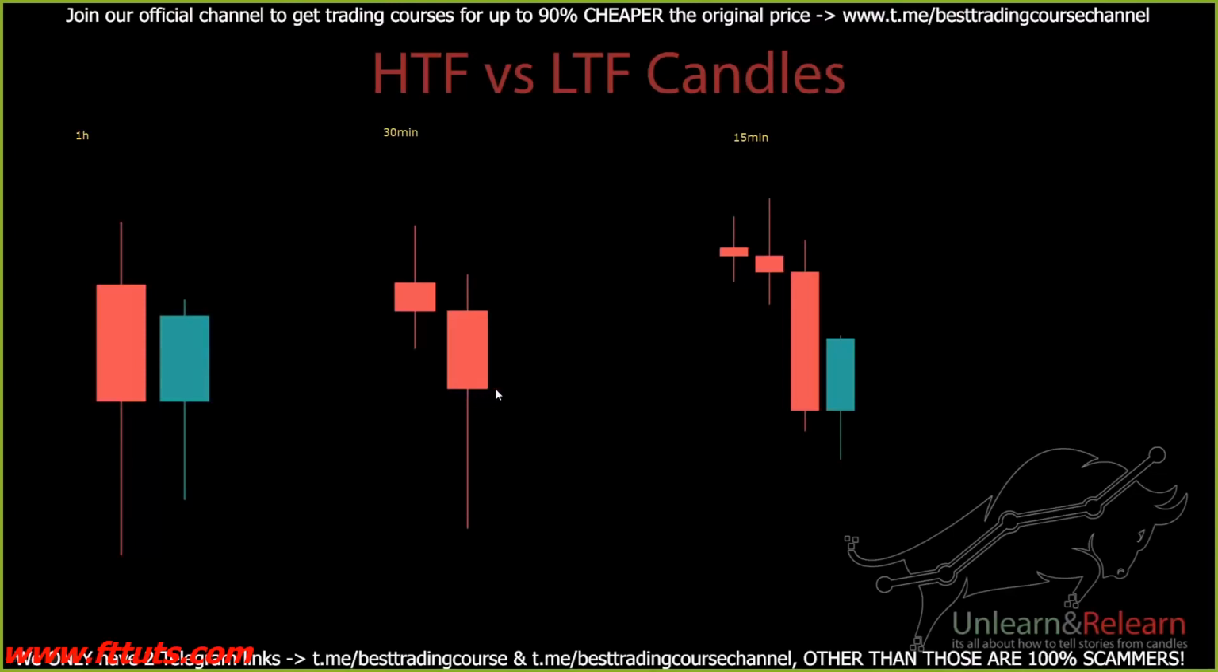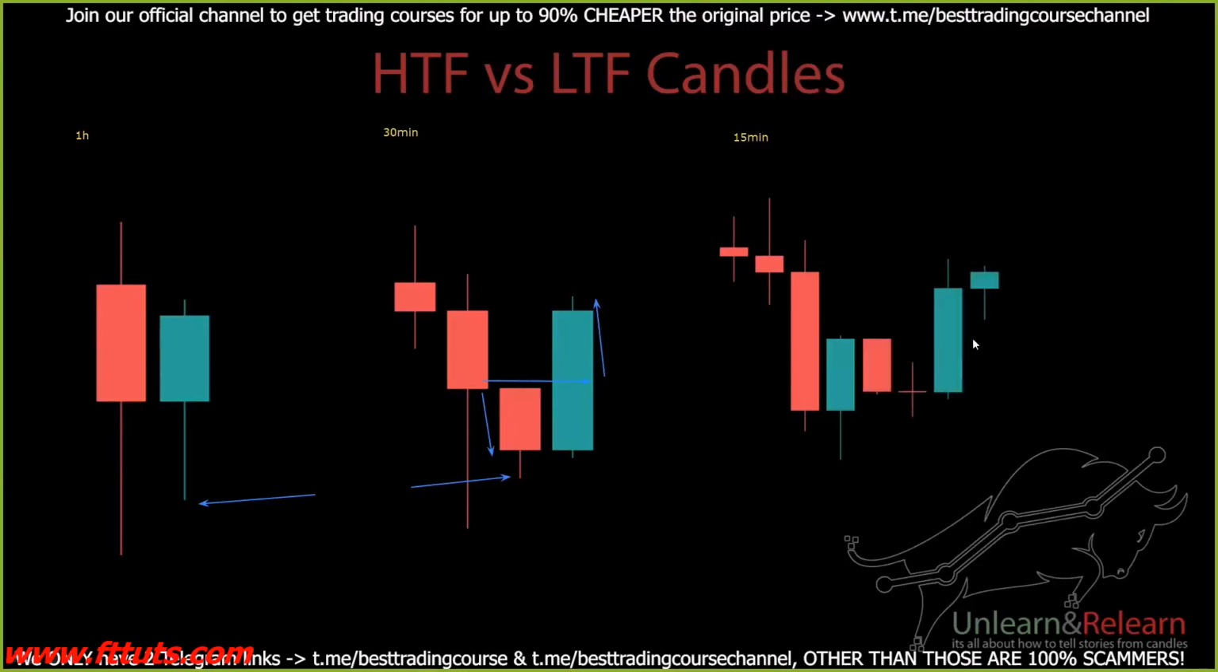So if we drop it down to the 30-minute, the 30-minute actually went down. Take a look at this. The 30-minute went down to create a low, which was the low on the 1 hour. And then the next 1 hour broke the previous 30-minute high and continued moving bullish.